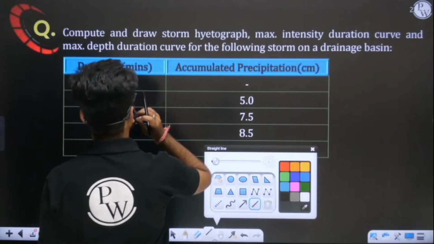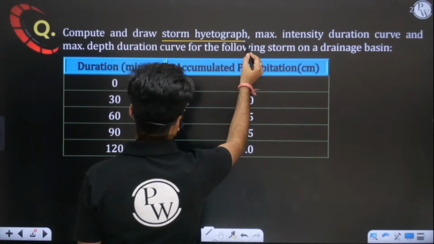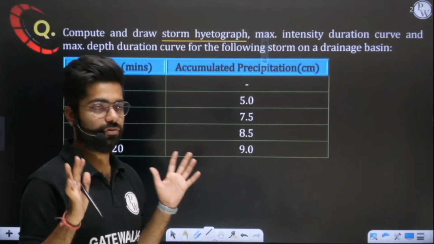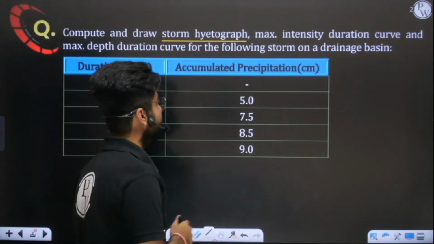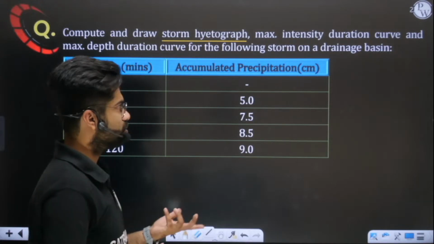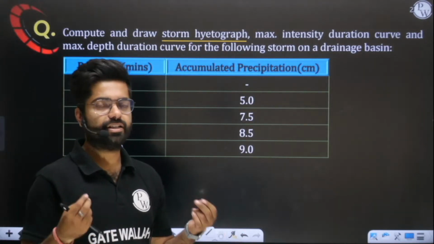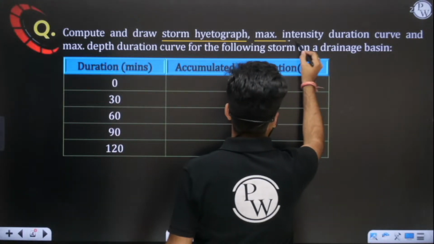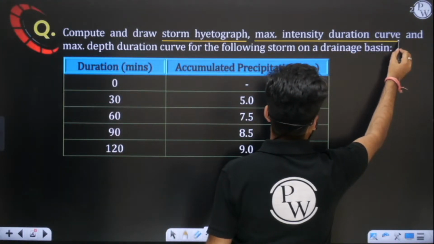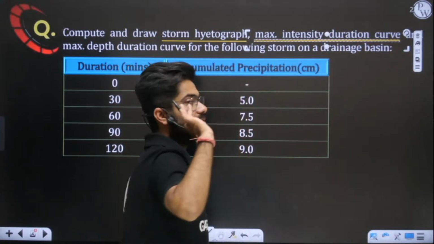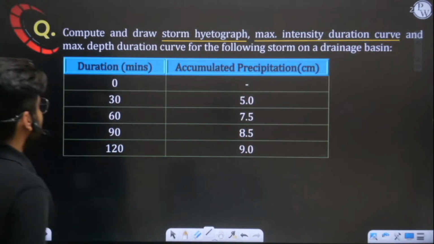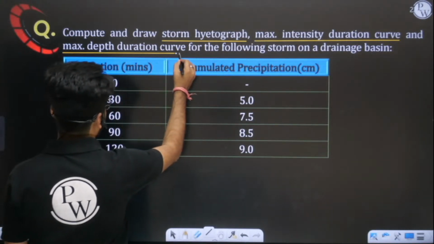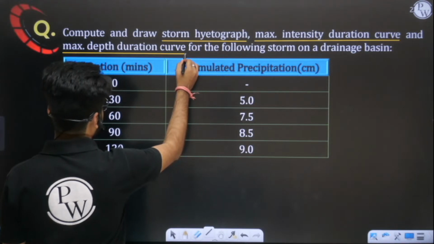See, this question you have to solve yourself. I will only help, and after 2 or 3 minutes when you have solved it, I will see if you have done it correctly. So first thing is storm hydrograph. Storm hydrograph is simply intensity versus time for different durations. Then maximum intensity duration curve, just now I have told you how to draw it. I have also solved one example. And lastly, they are asking you to draw the maximum depth duration curve.